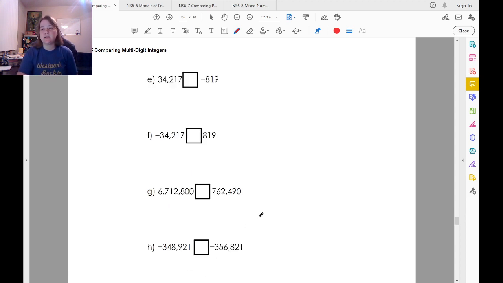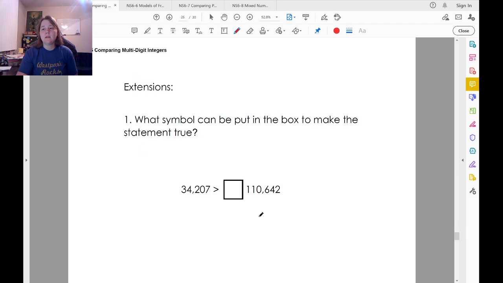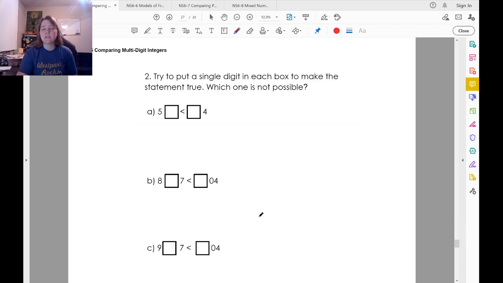We have more practice here. I'll let you go ahead and take a look at these before I end.